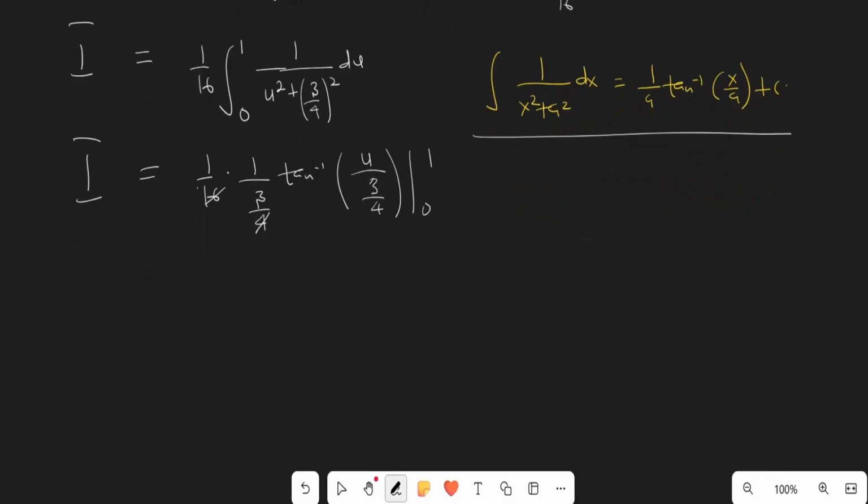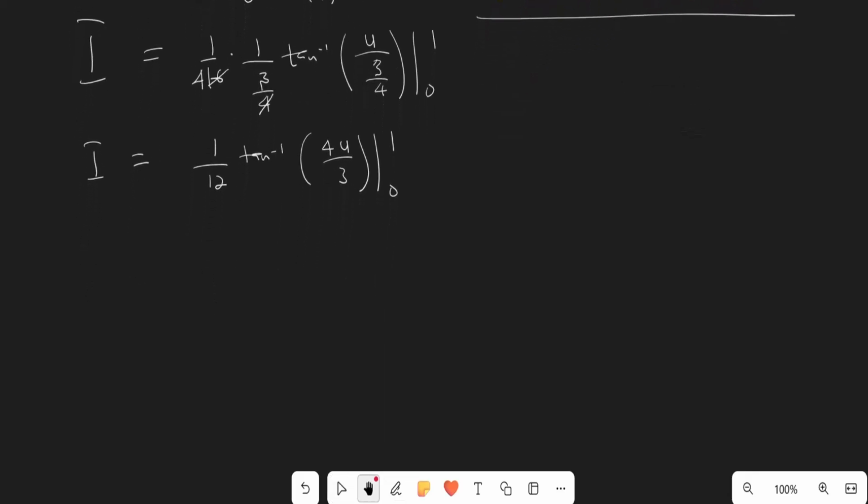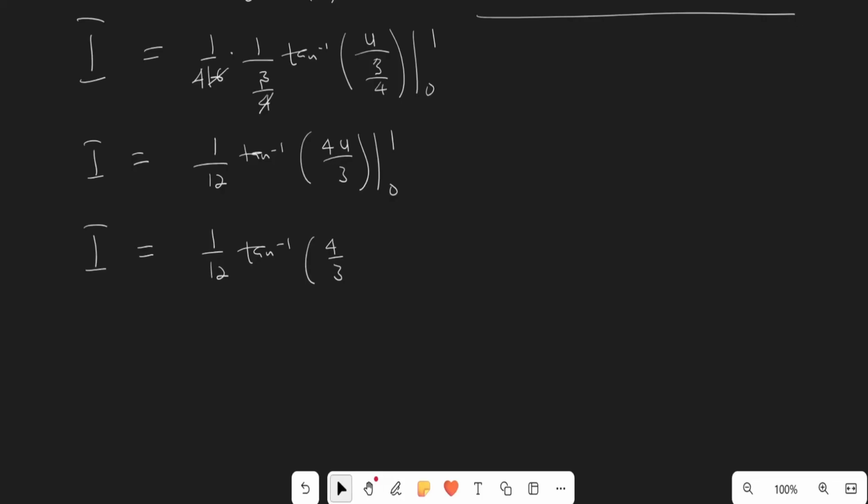This 4 cancels, leaving 4 here. I is going to be equal to 1 over 4 times 3, which is 12. The tan inverse of the reciprocal of 3 over 4 is 4 over 3, so 4u over 3. The limits of integration from 0 to 1. Now I is going to be equal to 1 over 12. Now you can plug in your limits. The upper limit is tan inverse of 4 over 3 times 1, which is 4 over 3, minus plug in the lower limit, which is tan inverse of 4 over 3 times 0, which is 0.